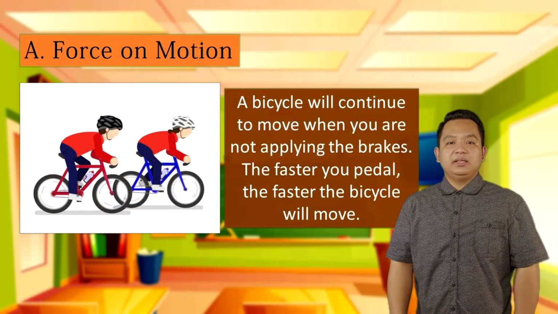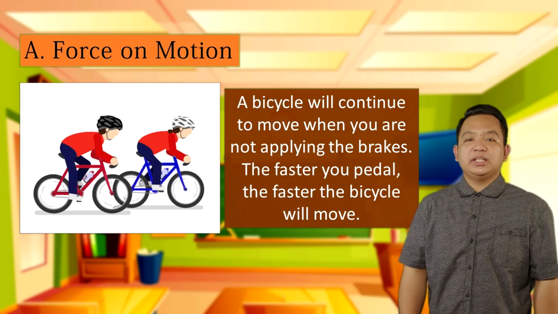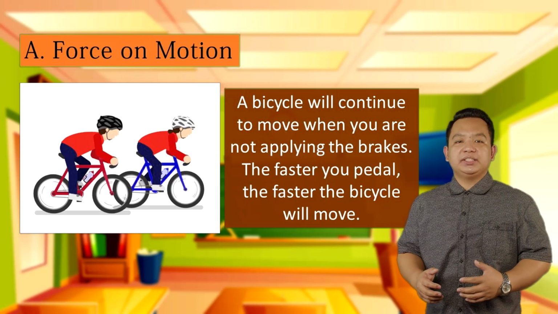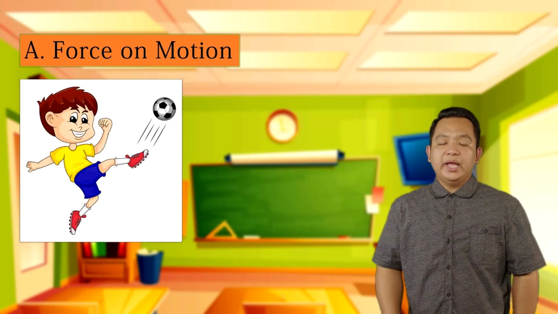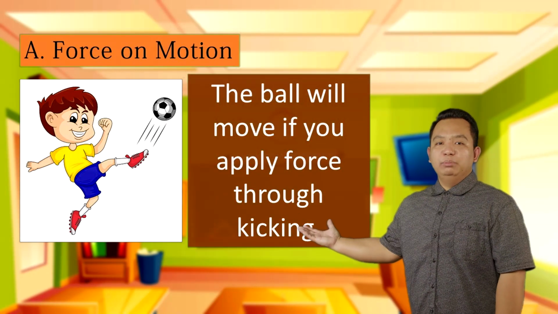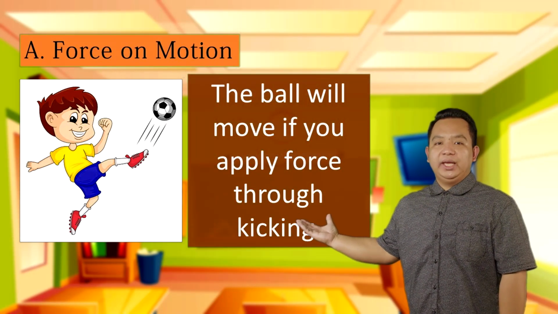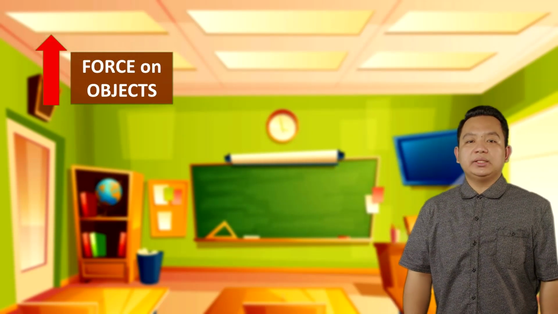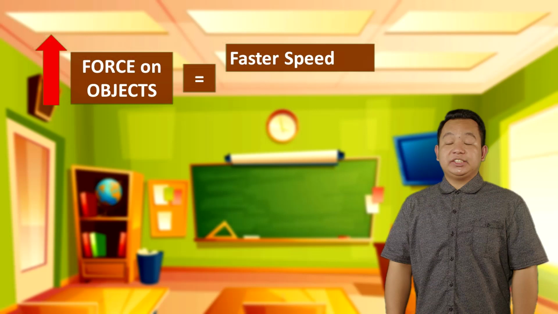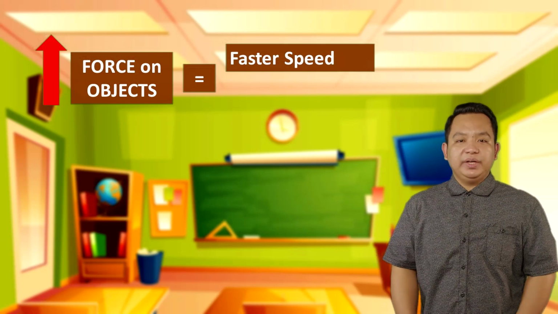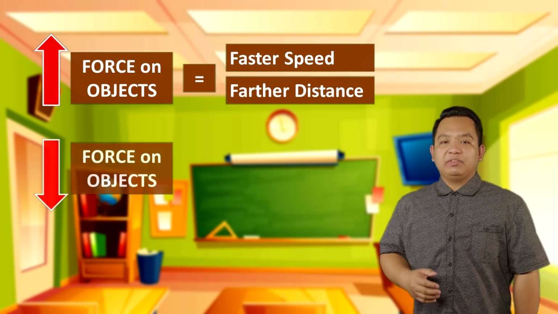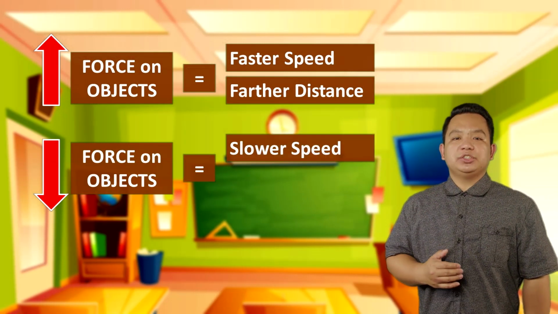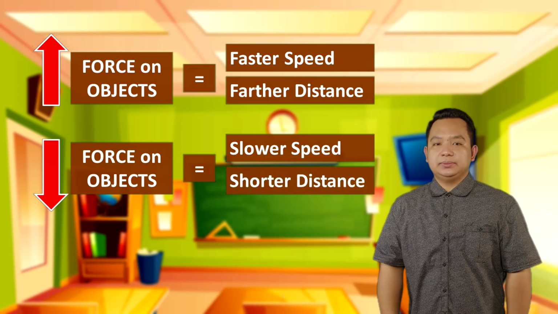Also, a bicycle will continue to move when you are not applying the brakes. The faster you pedal, the faster the bicycle will move. Next, the ball will move if you apply force through kicking. Increasing the amount of force acting on an object changes its speed, making it faster to reach a farther distance. And decreasing the force acting on it, the object moves slower to travel a shorter distance.